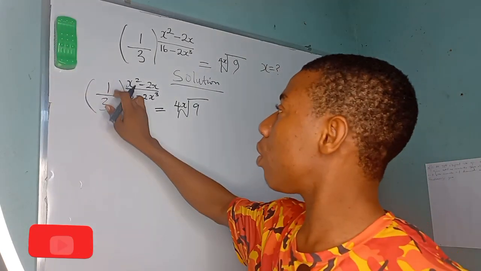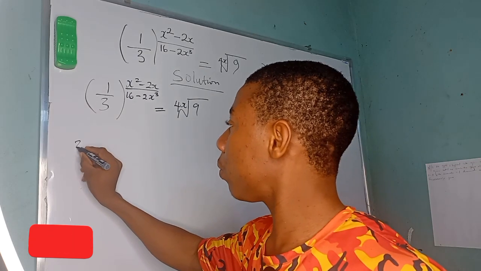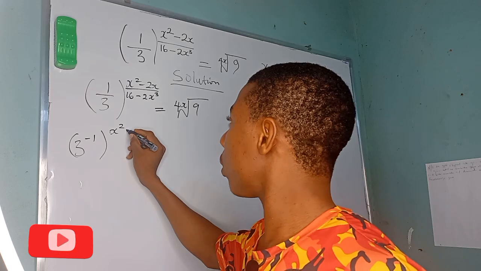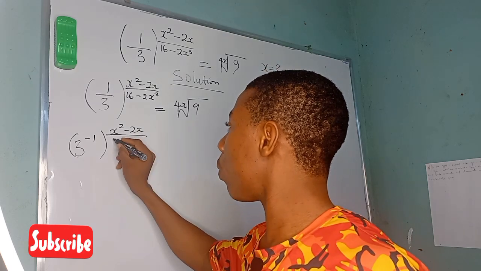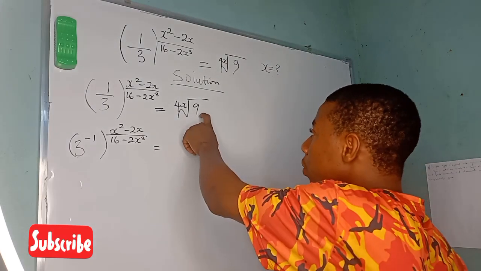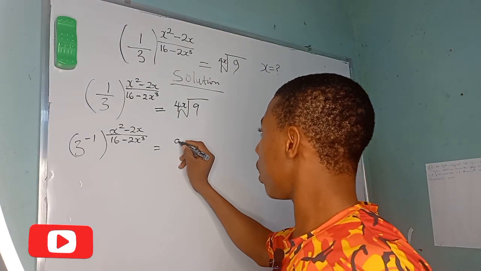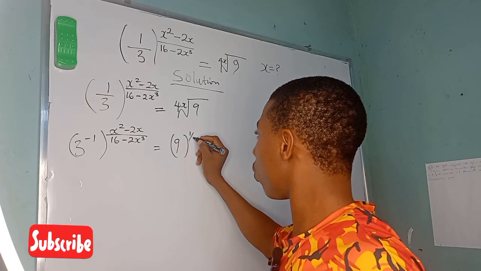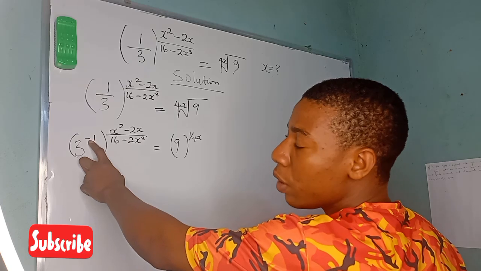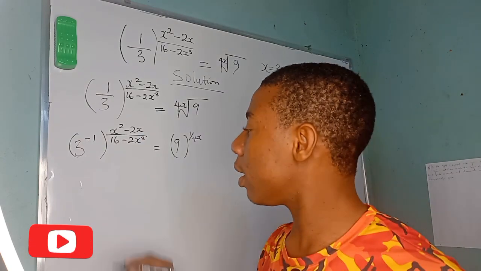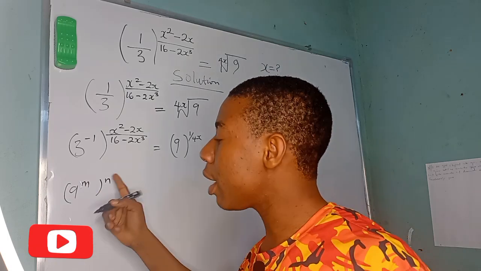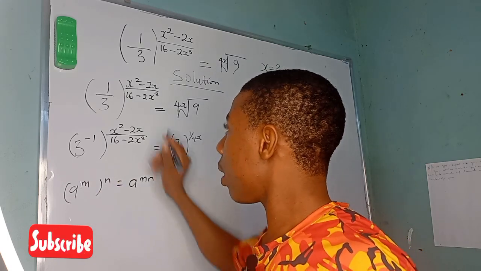From here, I'm going to write 1 over 3 as 3 raised to power minus 1, all raised to power (x squared minus 2x) all over (16 minus 2x cubed) equals, and now this 9 I'm going to write as 9 all raised to power 1 over 4x. Now, what do we do? According to the power law I explained previously, a raised to power m, all raised to power n, means we multiply the powers, giving a raised to power mn.